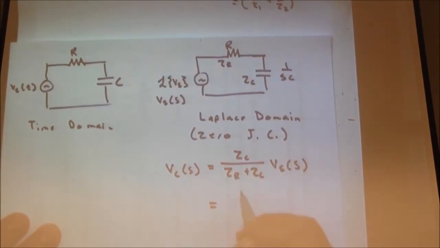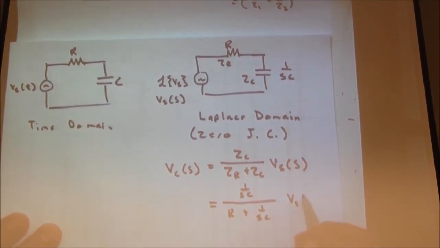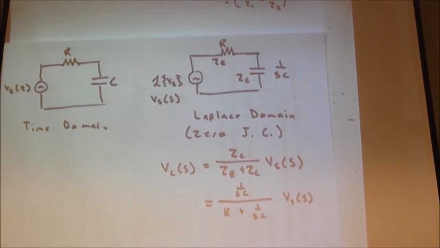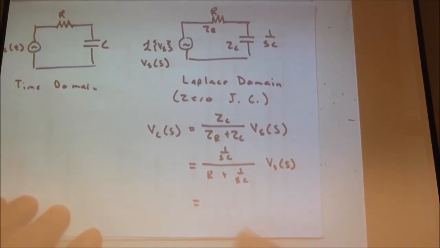And so, well, we can plug in what this is. 1 over SC, R plus 1 over SC times V source of S, which again is some known thing. Right now we're leaving it general. This is arbitrary source, but if it's a step function source, it's going to be something over S. Again, we've already said that a couple times. So, times some source. We can clean this up a little bit. We can write this as 1 over RC, which is just a number, over S plus 1 over RC, V source of S.